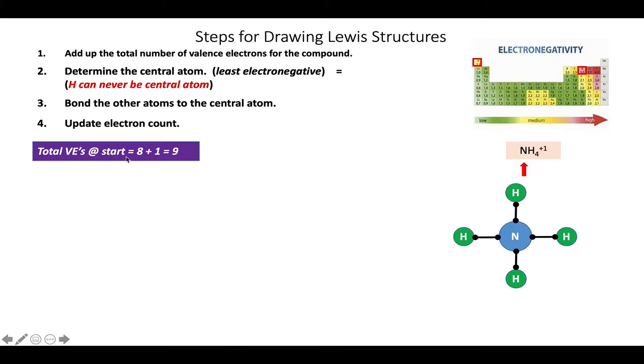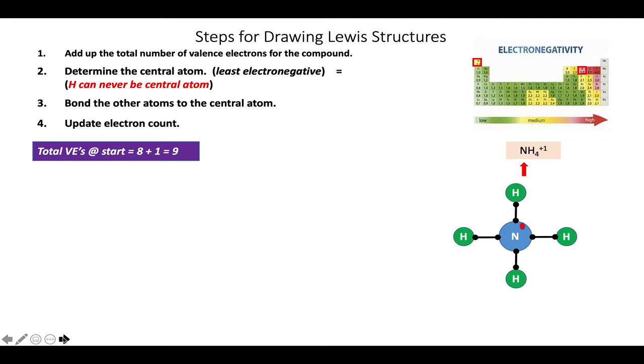Our total valence electrons, nitrogen had 5, it's in group 15, and there are 4 hydrogens, so 5 plus 4 is 9. So we have a total of 9 valence electrons to start with. We just bonded the 4 hydrogens to the central atom, each bond taking up 2 of the valence electrons. So we've used 8 in the bonding process.